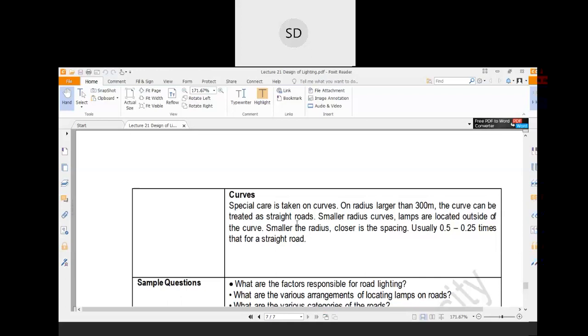Then curves: special care is taken on curves. In the curves there are some obstacles to visibility, so you have to take special care in the horizontal curves. On radii larger than 300 meters, the curve can be treated as a straight road. In smaller radius curves, lamps are located outside of the curve, and the smaller the radius, the closer the spacing, and usually the spacing is 0.5 to 0.25 times that for the straight road. So if on the straight road you are providing the light at a distance of 10 meters, on the curved road that would be about 5 meters.